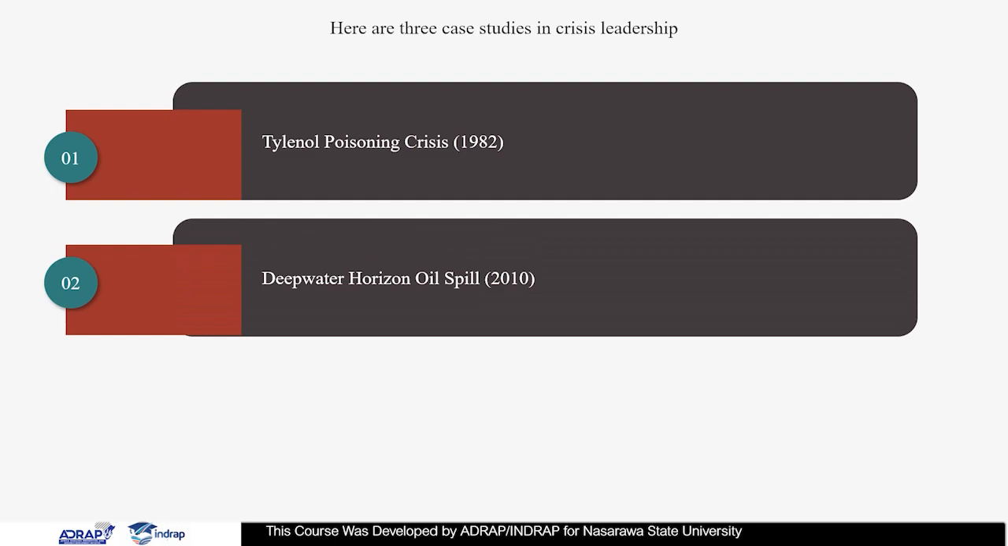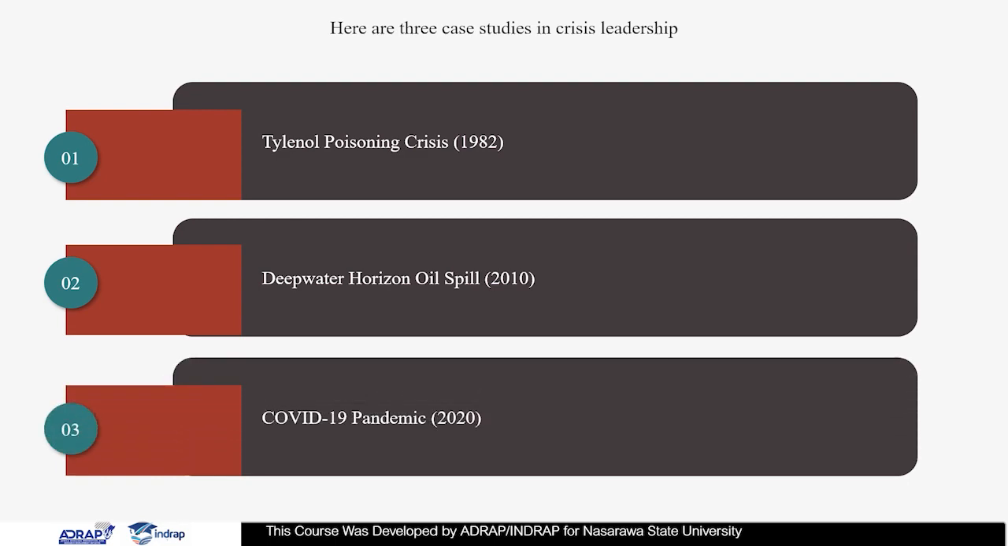Deepwater Horizon oil spill, 2010. The explosion on the Deepwater Horizon oil rig resulted in a massive marine oil spill in the Gulf of Mexico. BP, responsible for the rig, faced criticism for a perceived slow and insufficient response. BP CEO Tony Hayward received backlash for insensitive public statements. This incident highlighted the value of effective communication, collaboration, and preparedness in crisis management.